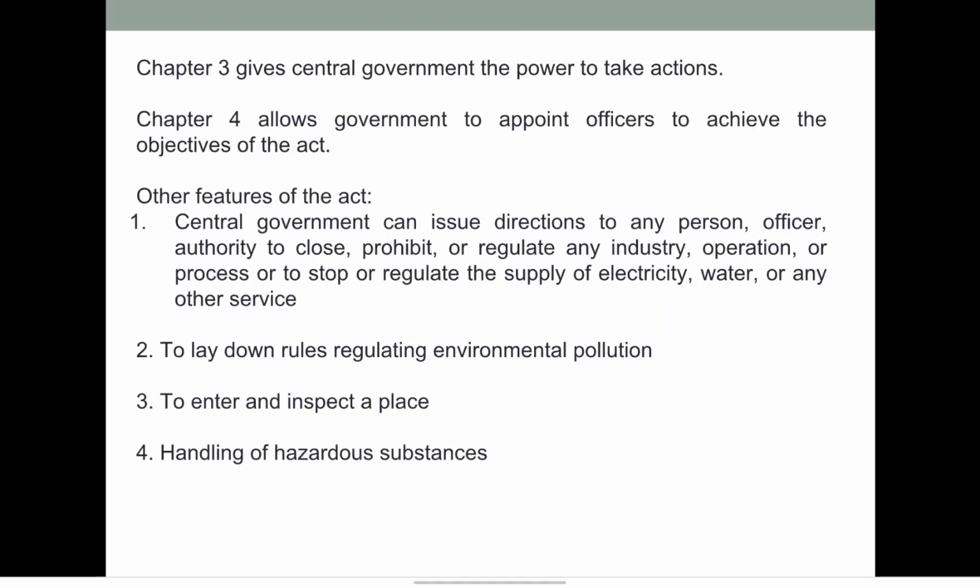Then, handling of hazardous substances. Previously we have seen that chapter 1 of this act defines various substances. So hazardous substances are also included. The rules for handling of hazardous substances are also included in this.